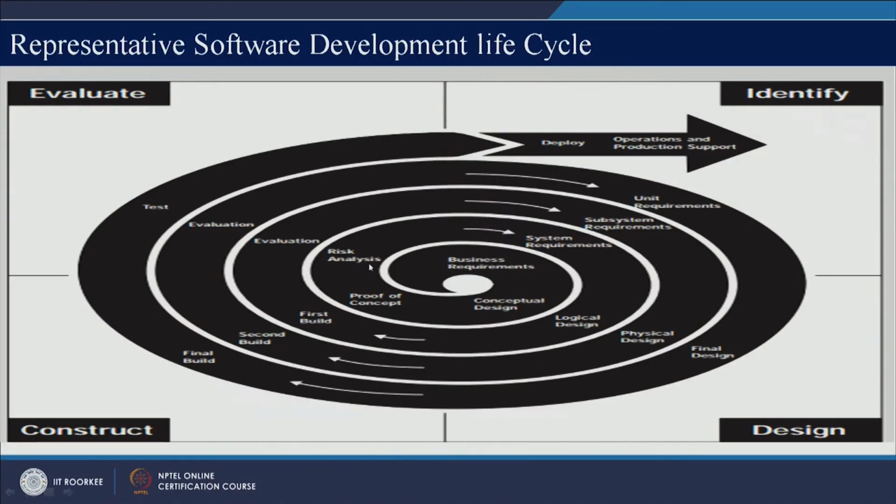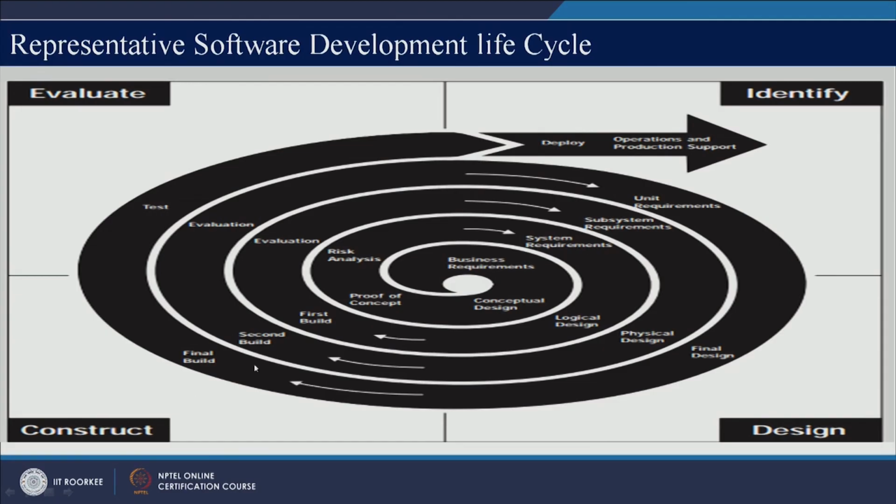So, what are you doing in the evaluation quadrant? First of all you are analyzing risk, right, because in the identification phase you have identified different business requirements and all those businesses have different risks, right. So, you need to evaluate risks in the very beginning. Once you are done with risk analysis, go for evaluation of the first build, which you did in the previous quadrant, right. So, evaluate it, then you go for the second build, again evaluate it, and the final build, test it, right.